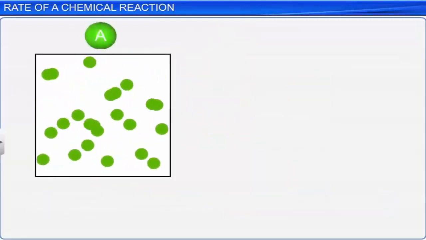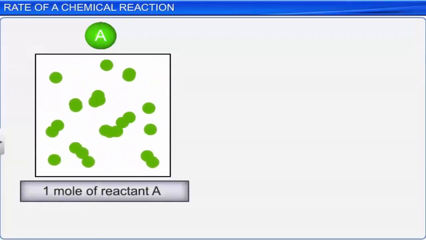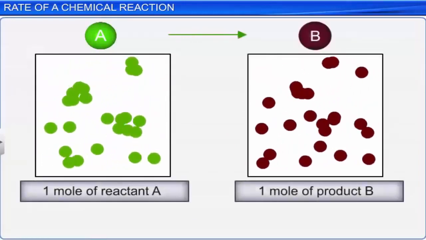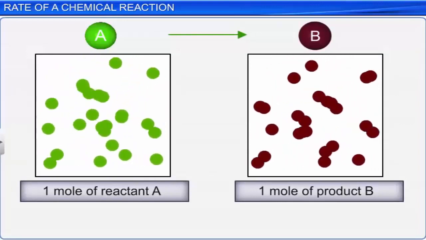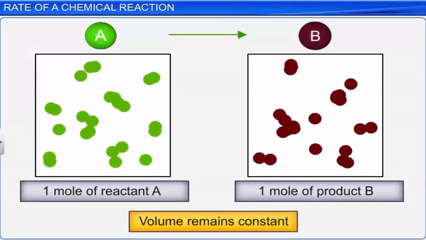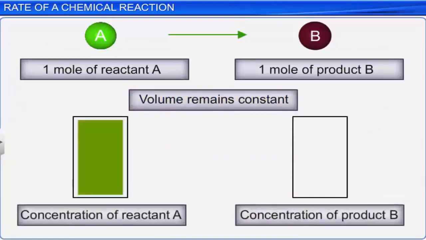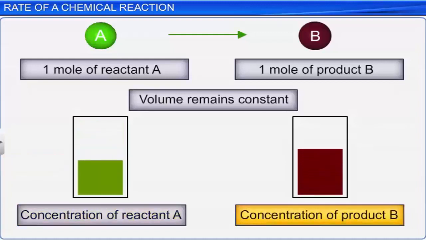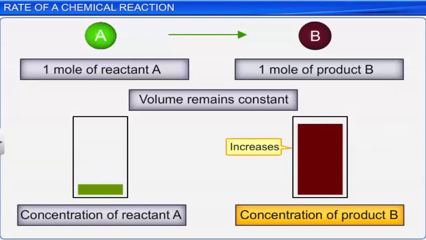Consider a simple reaction in which 1 mole of a reactant A produces 1 mole of product B. Let us assume that the volume of the system remains constant. Initially, at the beginning of the reaction, the concentration of reactant A is maximum, while the concentration of product B is 0. As the reaction proceeds, the concentration of reactant A decreases, while the concentration of the product B increases.